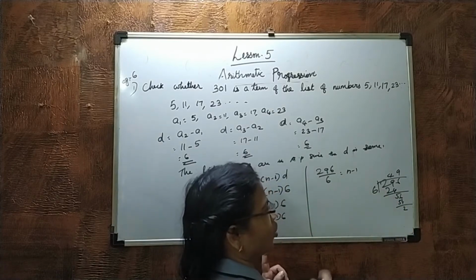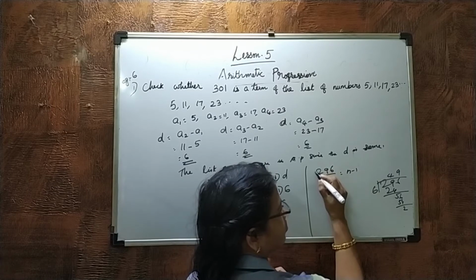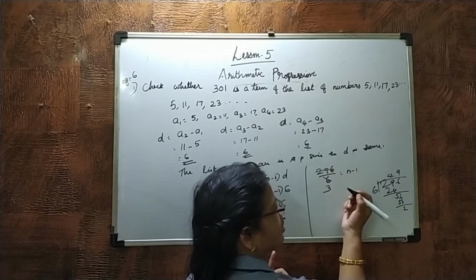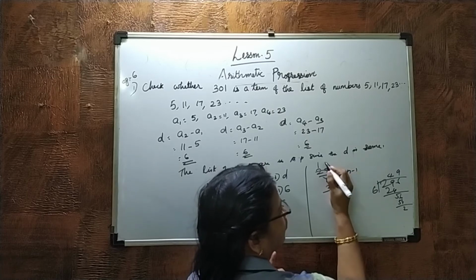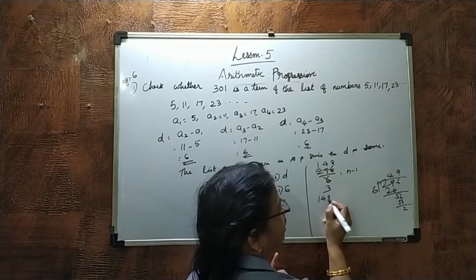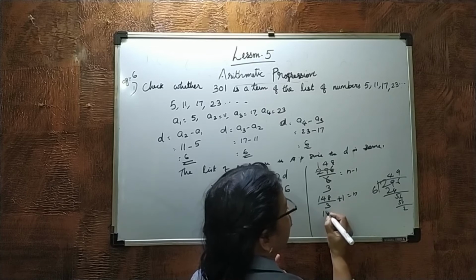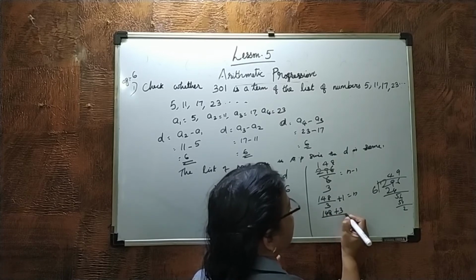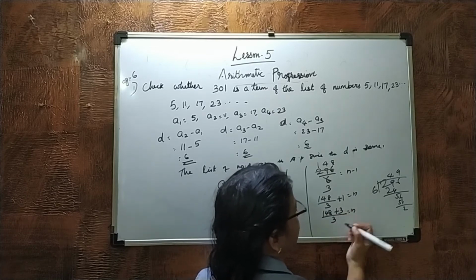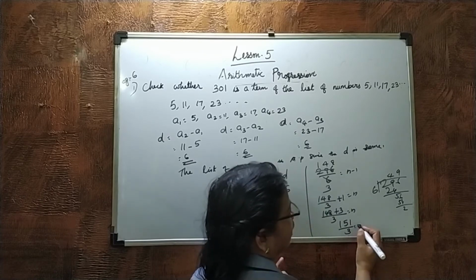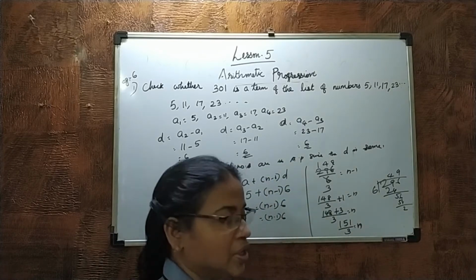Then we will take a common factor now. Here even numbers come, so 2 we can take. Here also 6, so 2 we can take. So 3 2s are 6. Here it will be 148. 148 by 3 plus 1 equals N. That means 148 plus 3 divided by 3 equals N. It will be 151 divided by 3 equals N.